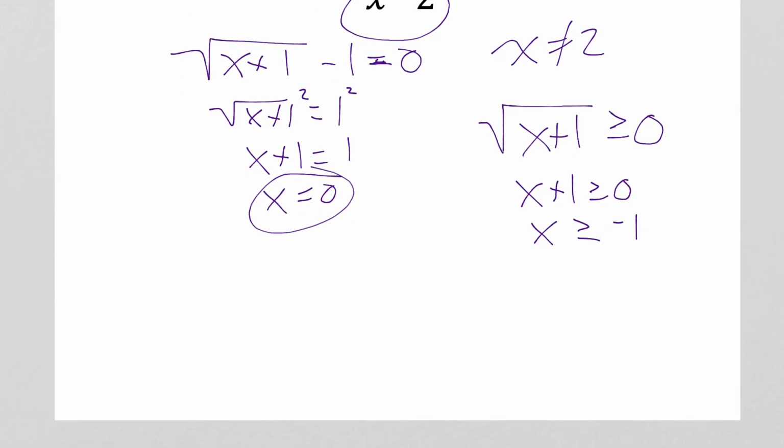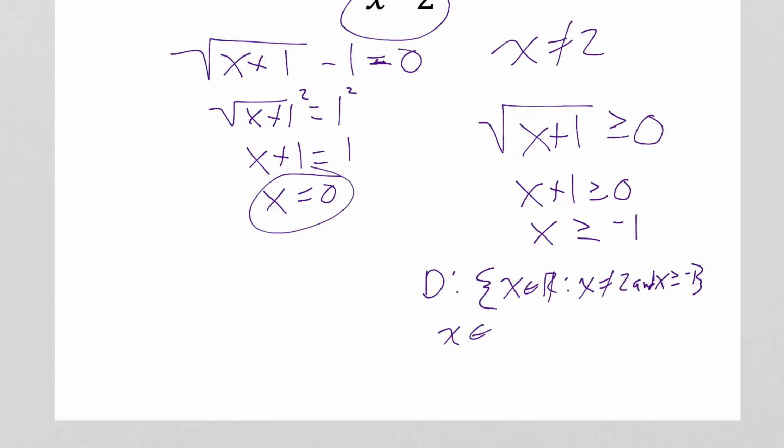We know we're not 2, and we know we're greater than or equal to negative 1. Let's do set builder notation. We can say that x in R such that x not equal to 2 and x greater than or equal to negative 1. It's not very graceful, so let's try interval notation as well.